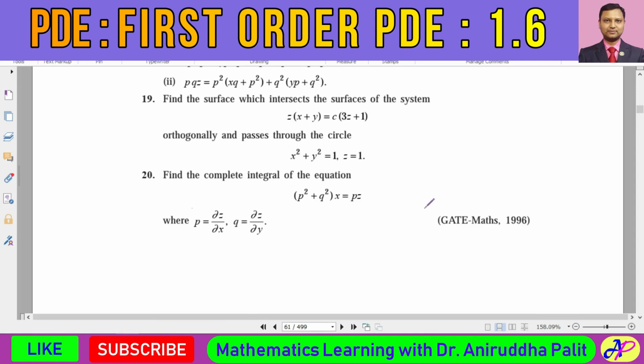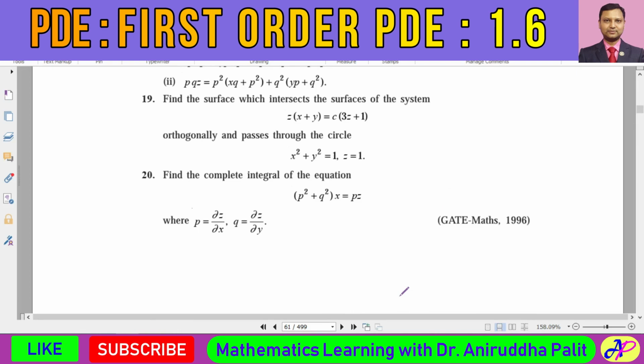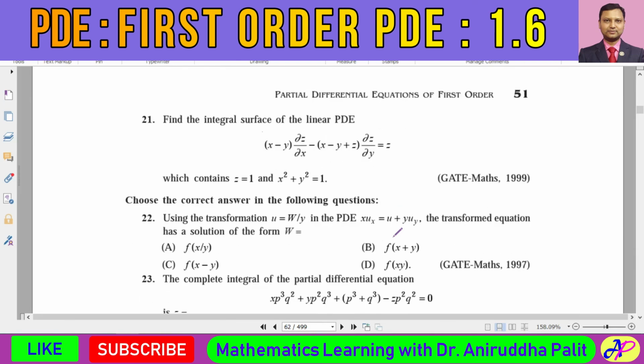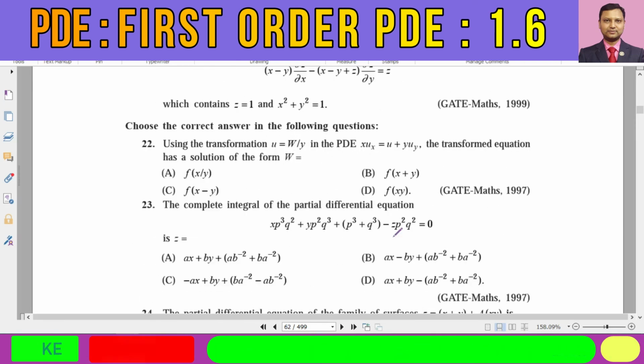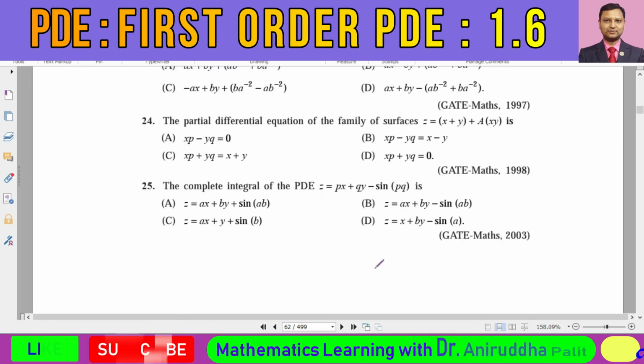This was selected in GATE, although it was long back, but afterwards different kinds of questions have also been selected in the GATE examination. You can go through the syllabus of the GATE examination. There are some other examples from different GATE examinations, so you can solve this kind of problems.